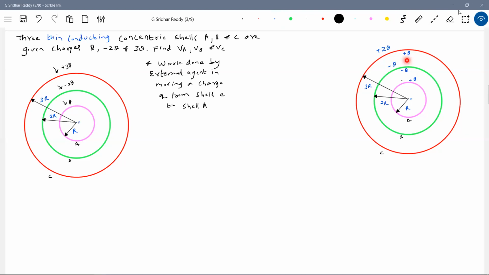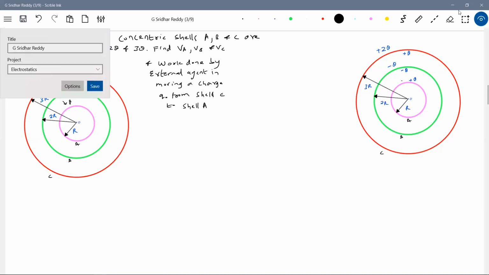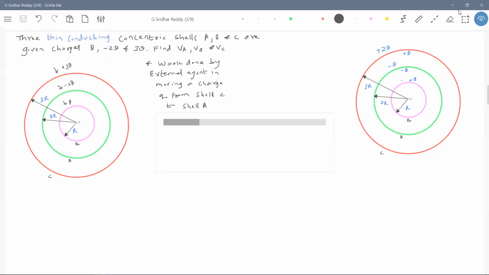Are you getting the idea? What was the charge of shell B, shell C? 3Q. Okay, now also you see 2Q, 3Q. What is the charge of shell B? Minus 2Q. Minus Q, minus Q. What is the charge of shell A? Plus Q. A very important thing: I may ask you such things rather than asking some numerical. These are very fundamentals. Even in Advanced, I'll ask you what is there in this one, because a student must know the basic things first, no?